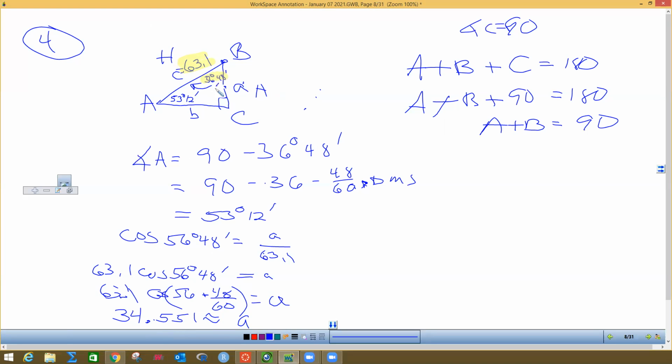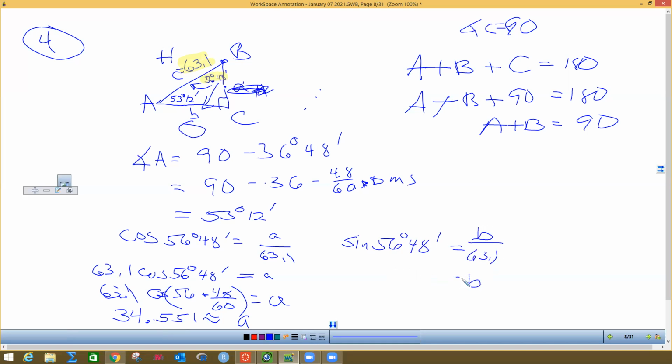Now I'm going to look for little b. Where's little b from this angle? Opposite. So we're ignoring this one. We got O and H. Which one's got O and H? Sine. So I'm going to go the sine of 56 degrees, 48 minutes is going to equal opposite over hypotenuse.